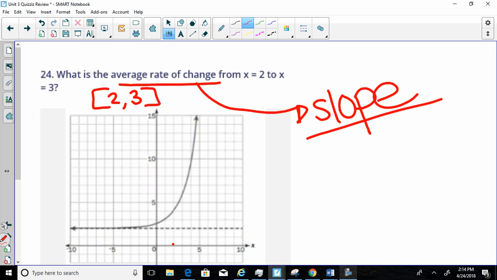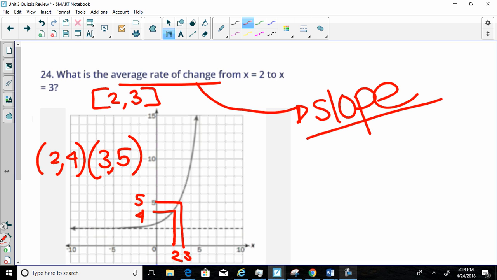So when x is 2, and I drag it up, what's my y? 4. And when x is 3, what's your y? 5. And so now let's write our equation. Our points are (2, 4) and (3, 5). And what do we do first? Label, label, label. And then plug it in. So I have 5 minus 4 over 3 minus 2. What's 5 minus 4?